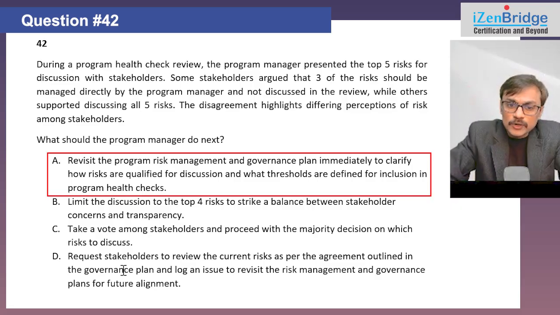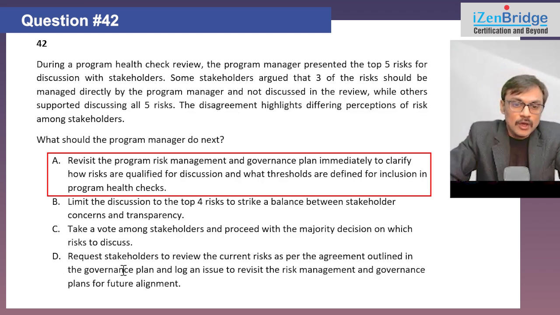Option A, revisit the program risk management plan and governance plan immediately to clarify how risks are qualified for discussion and the thresholds are defined for inclusion in the program health check. So it makes some sense. Yeah, possible. I can do it. The only thing is, do I need to open up this conversation right now or after the health check? I definitely want to review the program risk management plan and governance plan, so it's a good candidate option. If we don't find anything else, I can come back to option A.